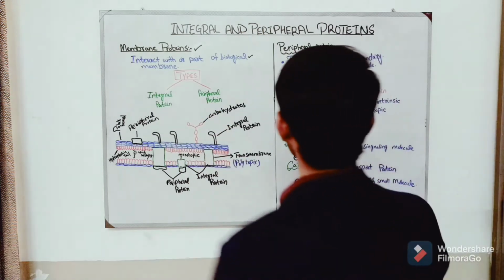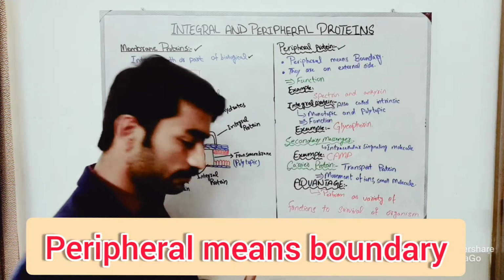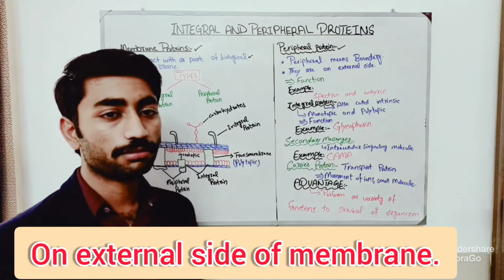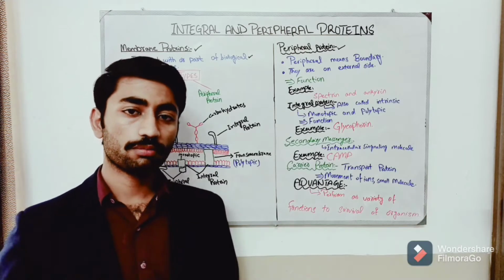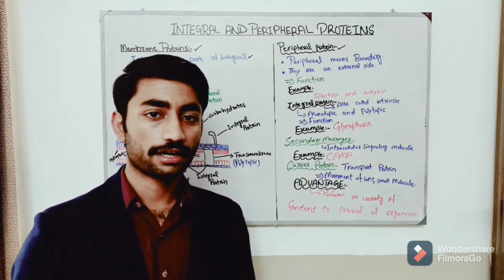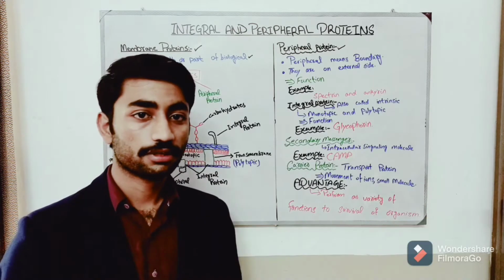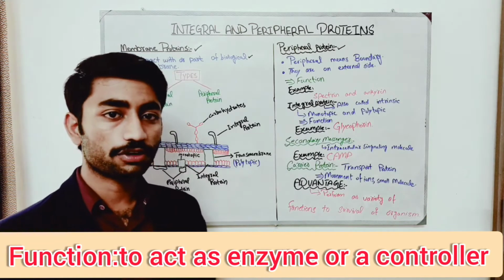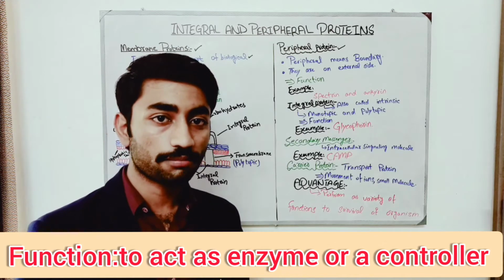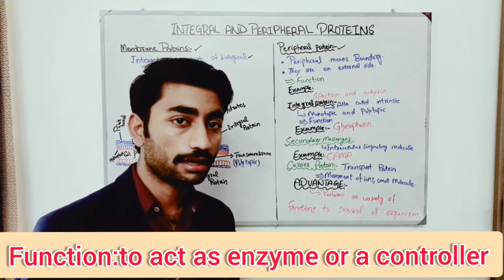First of all, we discuss peripheral proteins. Peripheral means boundary. They are on external side of the membrane. They are bound to membrane by hydrostatic and electrostatic bond interaction. They are soluble in aqueous solution. The function of peripheral proteins is to act entirely as enzyme or a controller of transport of material in membrane pores.